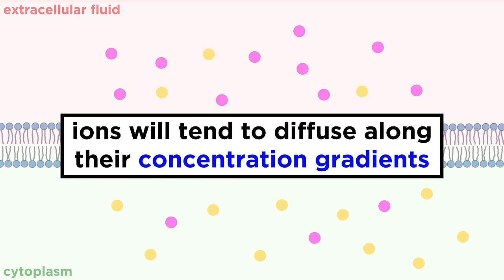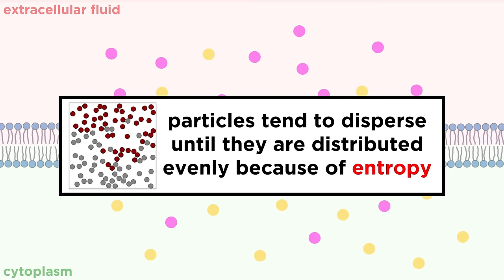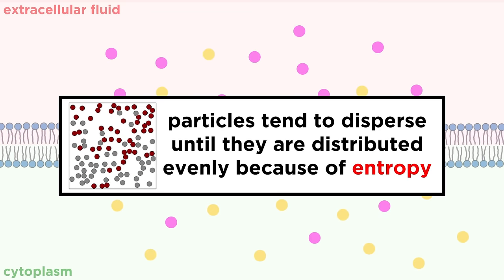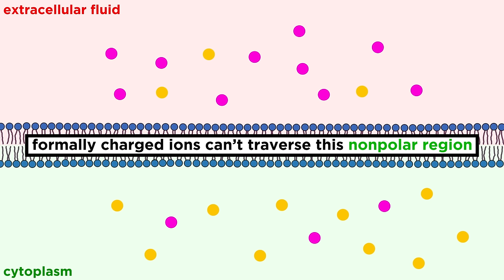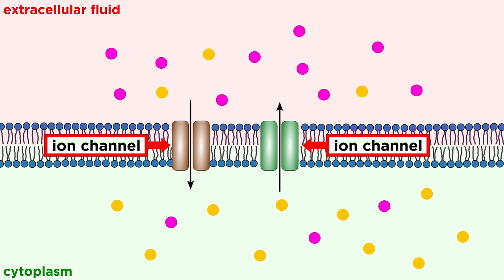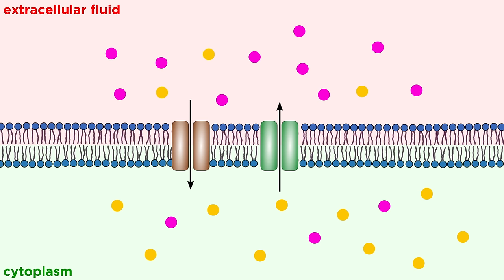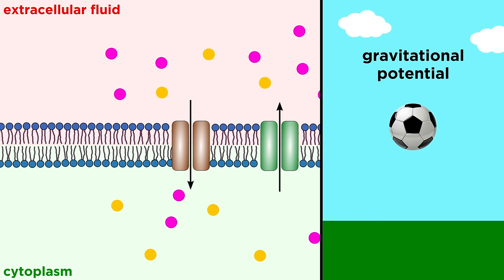These ions will tend to diffuse along their concentration gradients, which means they will have a tendency to disperse as much as possible until their concentrations are the same everywhere, as entropy demands. But the cell membrane, with its nonpolar region, makes it very difficult for the ions to do so, leaving only surface proteins called ion channels as passageways for travel. This results in some potential energy for the system, with ions that have the potential to move, just the way an elevated object has the potential to fall down to the ground.